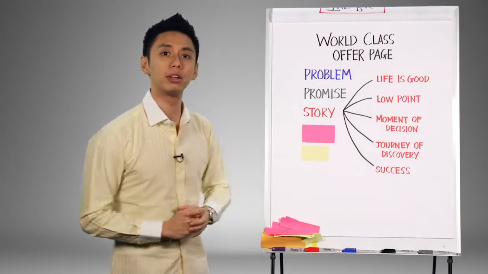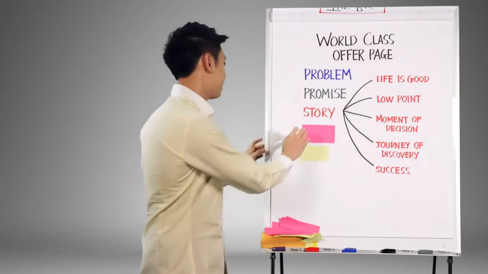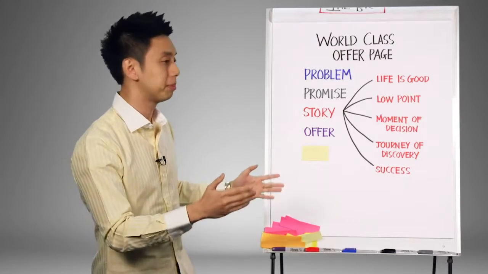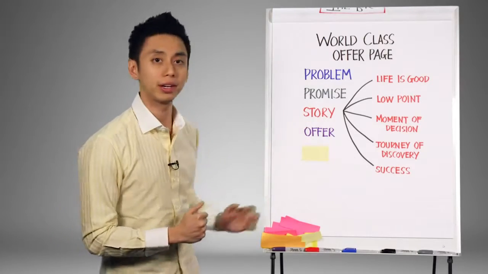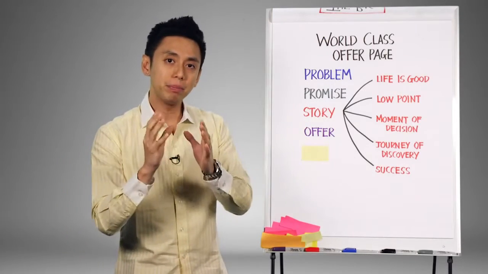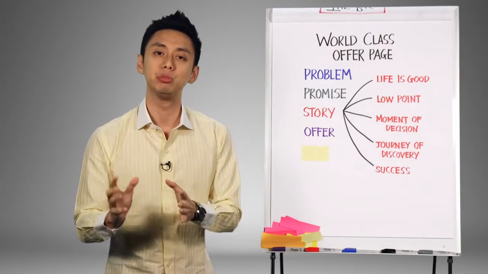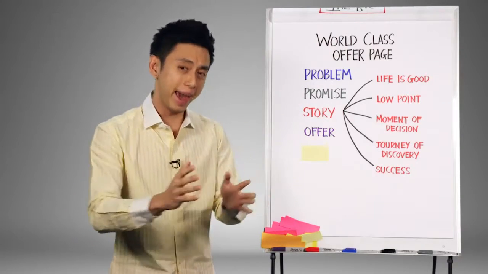Now, once you've talked about the story, step number 4 would be this. You want to be talking about and introducing your product. So you want to be talking about, introducing your product name. And a very important part of the offer is knowing the difference between features and benefits.